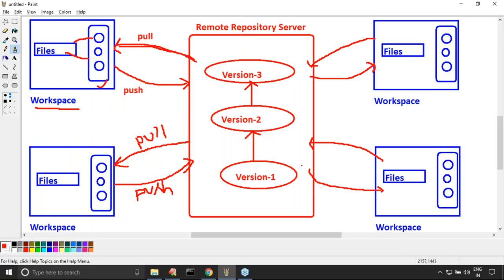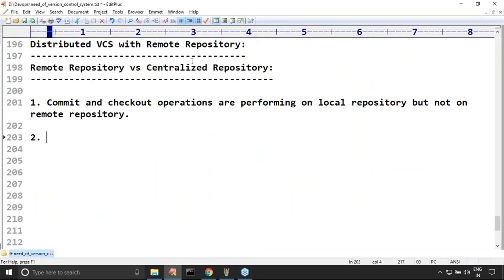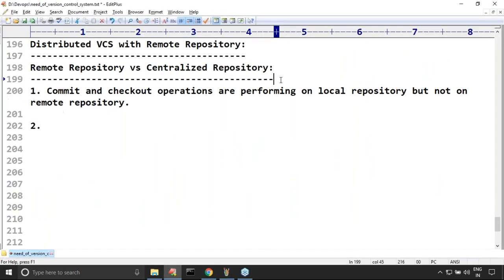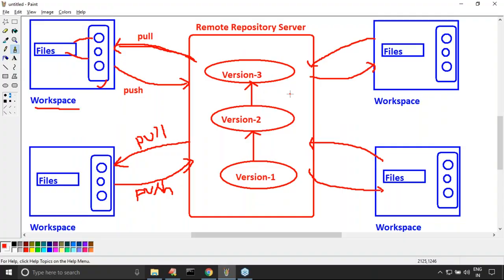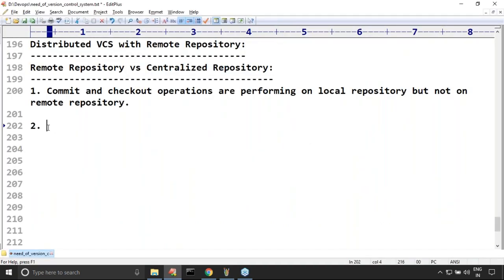In a centralized version control system, how many repositories will there be? Only one repository. But here, how many repositories are there? Every developer has his own local repository. Then where is the question of a centralized repository? Every developer has his own local repository, so where is the question of centralized?